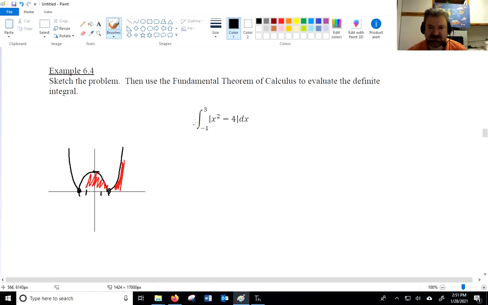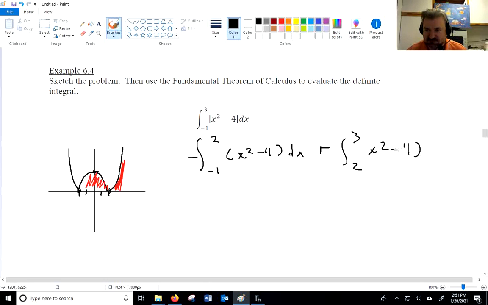Okay, so we'll break this up, and from negative 1 to 2 is when we need to use the negative. And I'll go ahead and pull out the negative. X squared minus 4 dx. Plus the integral from 2 to 3 will just be the regular x squared minus 4.